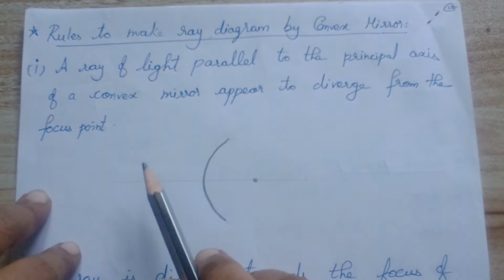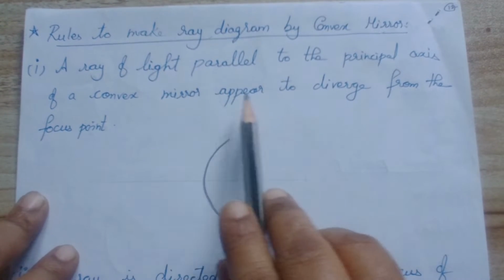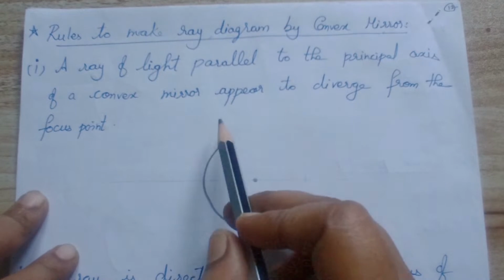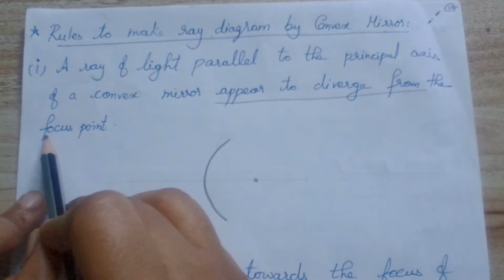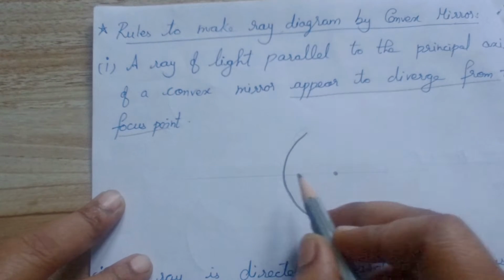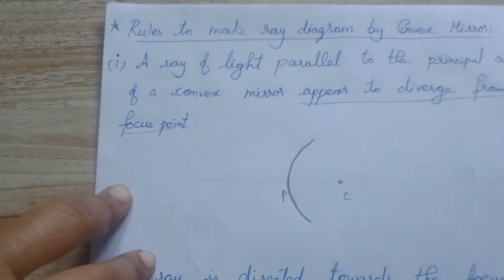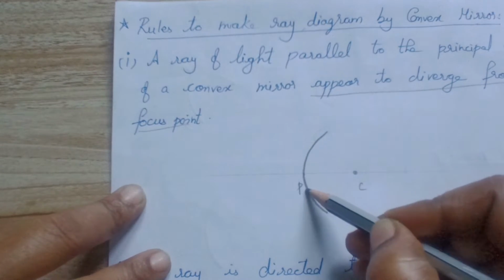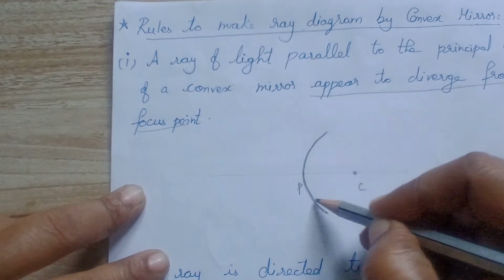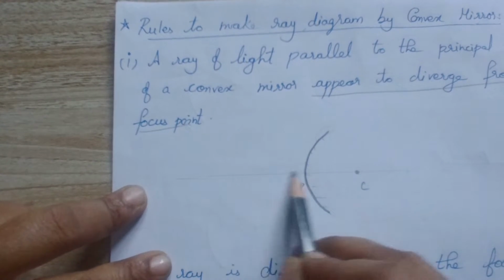Okay, first rule: a ray of light parallel to the principal axis of a convex mirror appears to diverge from the focus point. See, this is your pole, this is your center of curvature. This is a convex mirror since it is curved outwards. This is your non-reflecting part, and this is your principal axis.